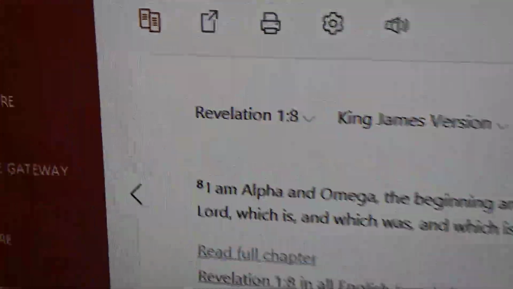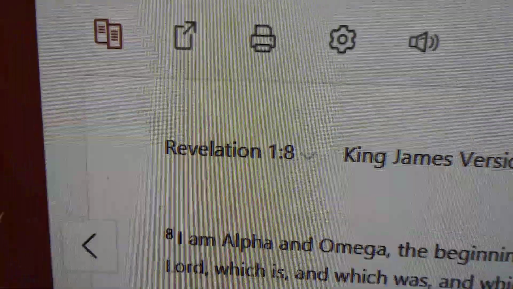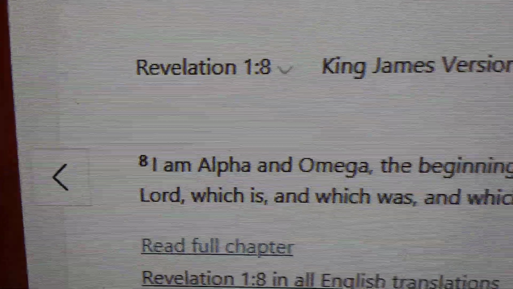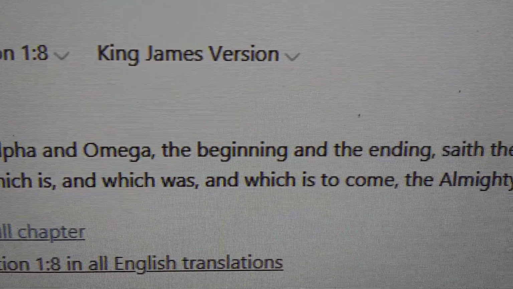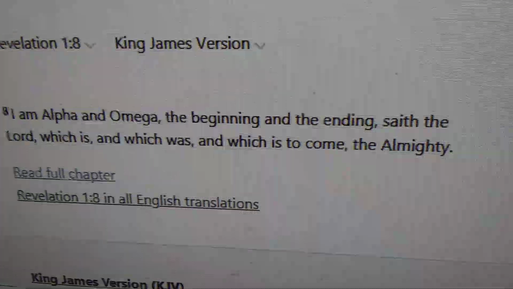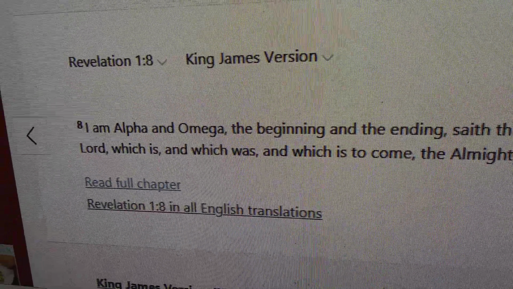All right, Revelation 1:8, 666. I am Alpha and Omega, the beginning and the ending, saith the Lord, which is, was, and which is to come, the Almighty. Okay, well, look at this.